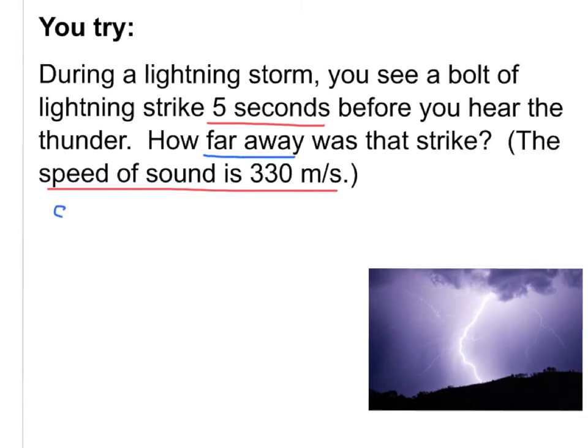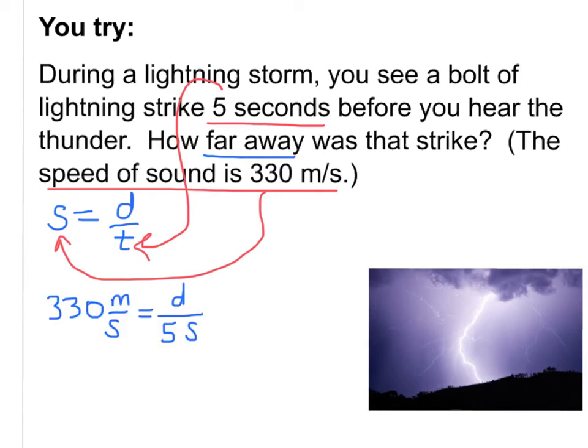So let's write down our equation. Speed equals distance per time. You know 5 seconds is the time. You know the speed of sound for S. You do not know D. So how are you going to work this problem out? Let's go ahead and plug in the values that we know. So when I do that, I get an equation that looks like this. 330 meters per second equals my distance over 5 seconds.